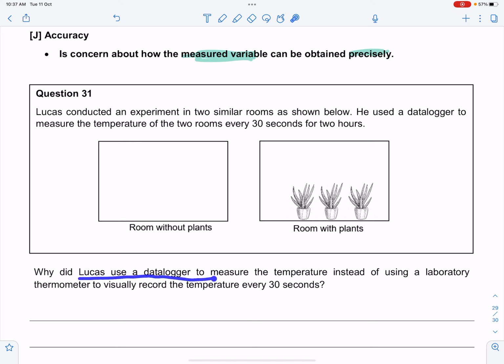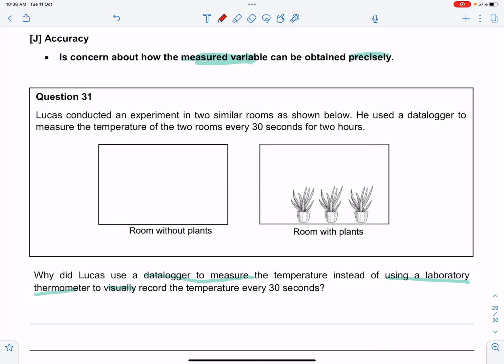Why did Lucas use a data logger to measure? Use a data logger to measure temperature instead of a laboratory thermometer, to visually record the temperature every 30 seconds, right? So basically, the data logger is more accurate. It's by computer, so they will be very on the dot when it comes to measuring. That's one: you reduce human error. The second thing is the decimal places. Maybe a laboratory thermometer can only measure up to 0.1 accuracy, so for example 31.1, whereas a data logger is 2 decimal places, 31.15. Okay, it is more accurate in that sense.